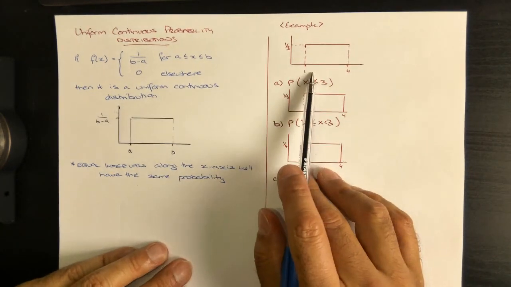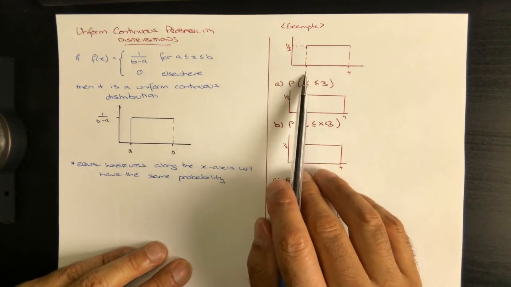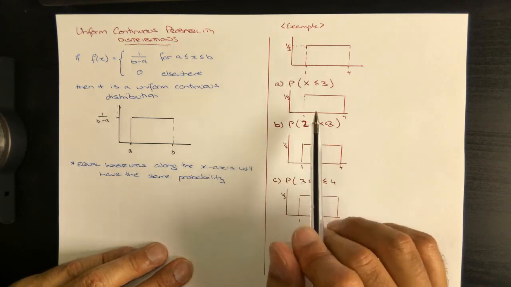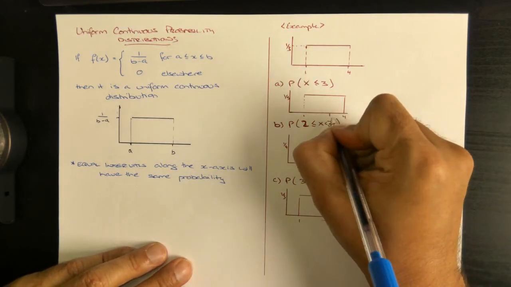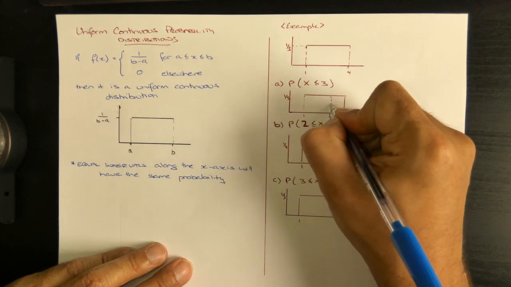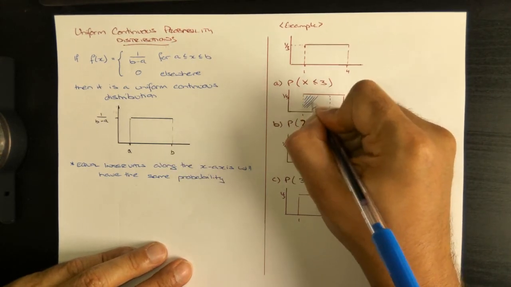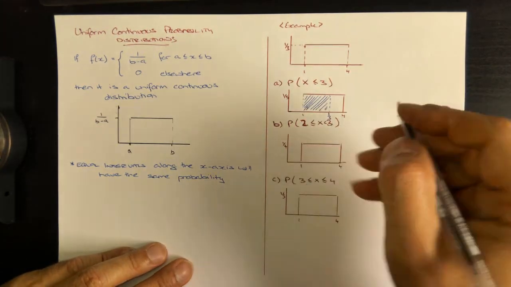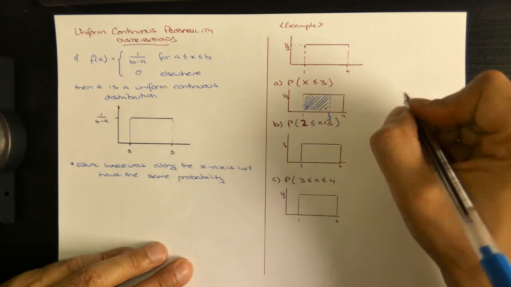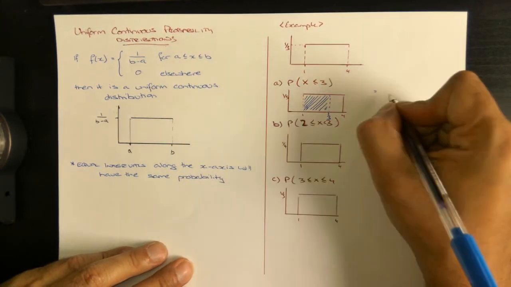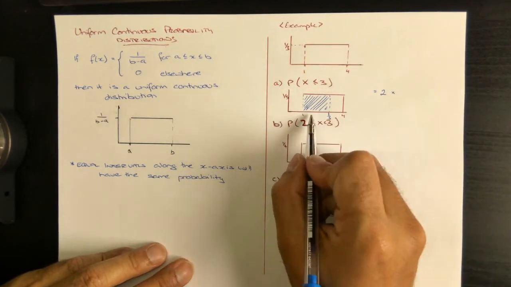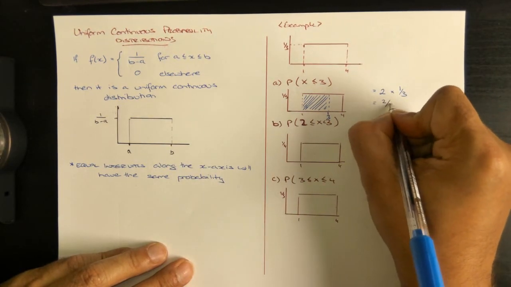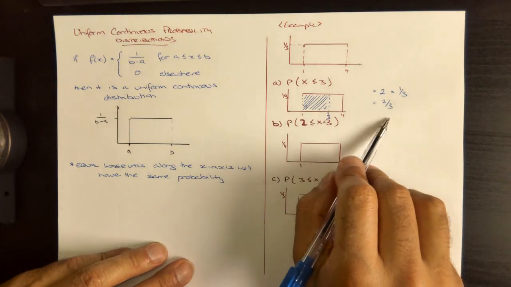I've got this function. It's from 1 to 4, and the uniform distribution height is a third. So we want to find the probability of x less than 3. I get this part here, and really it's this blue part. The area of any rectangle is the base times the height. Here I've got 3 minus 1, so my length is 2 units, multiplied by its height, which is a third. So in this situation, the area, or the probability, would be 2/3.